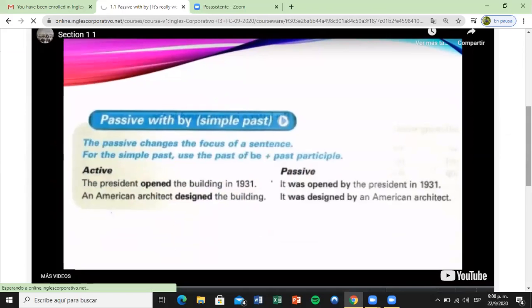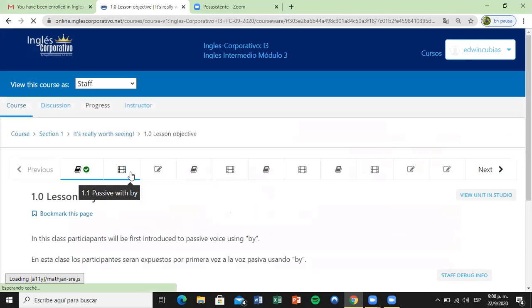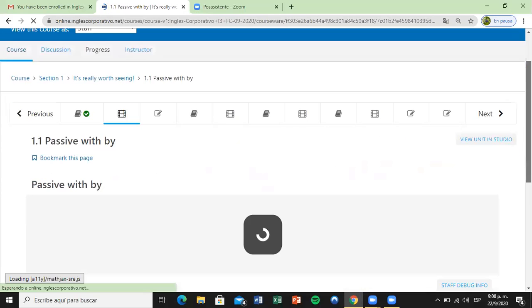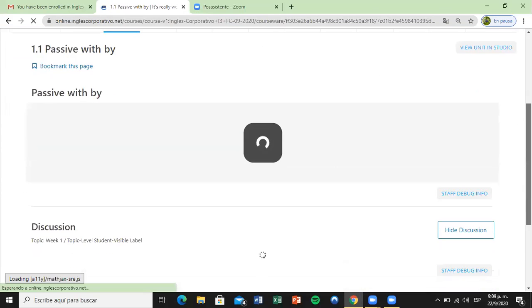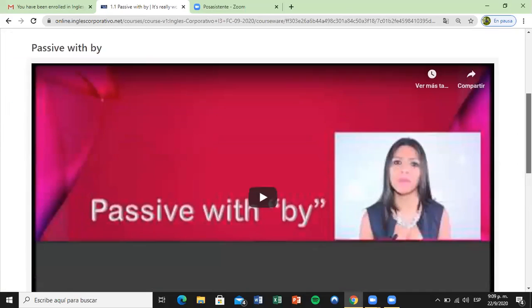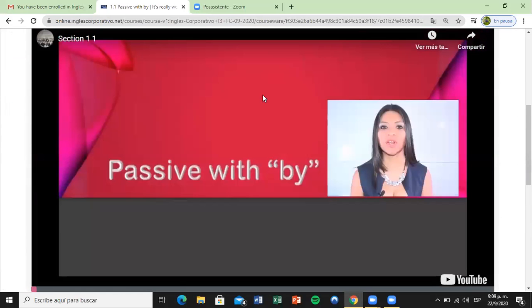The simple past. Here we have the instructions. The passive, oops, I don't know what happened. There we go. Let me put it one more time. Maybe I moved it. Another module.